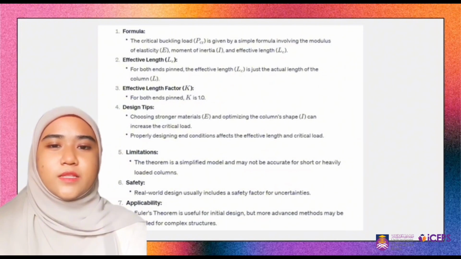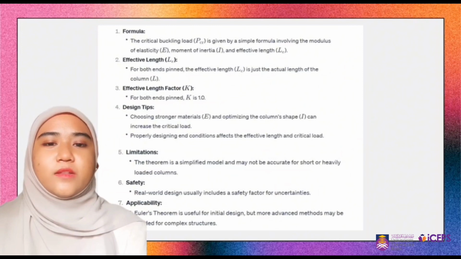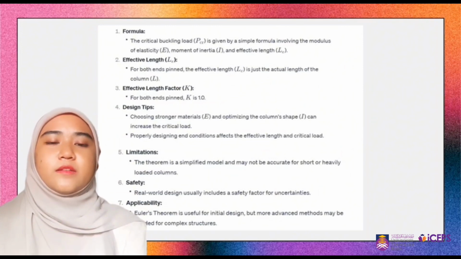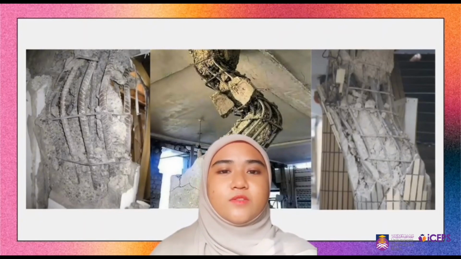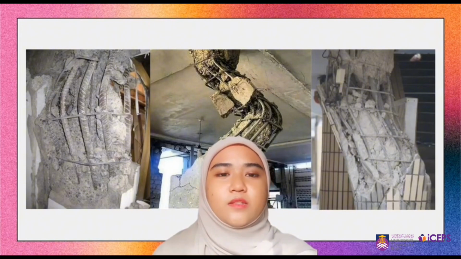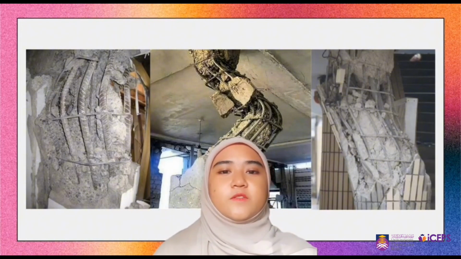Fourth is the design tip: choosing stronger materials E and optimizing the column shape I can increase the critical load. Properly designing end conditions affects the effective length and critical load of the column. Fifth is the limitation. The theorem is a simplified model and may not be accurate for short and heavily loaded columns. In practice, engineers use Euler's theorem cautiously, understanding its limits and often combining it with other methods for precise and safe structural design.